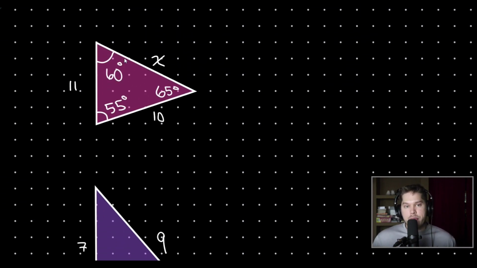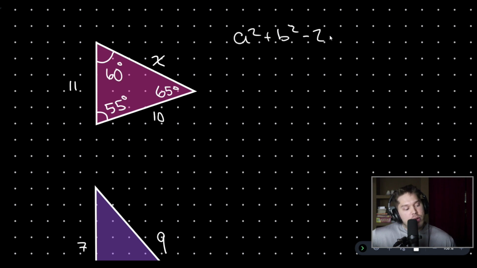So here's an example problem. We want to solve for our variable x. Our first question is, how can we use the law of cosines? Again, let's write it out for you guys. It is a squared plus b squared minus 2ab times the cosine of theta is equal to c squared.